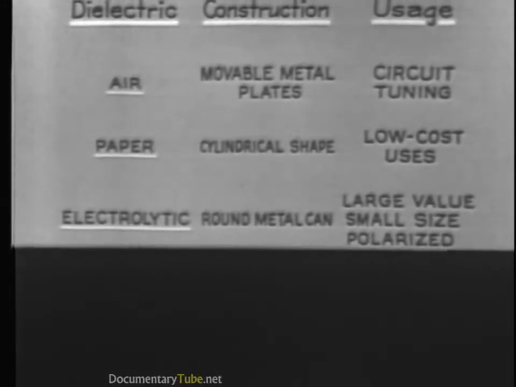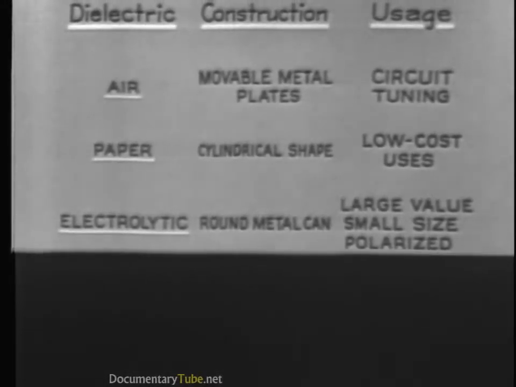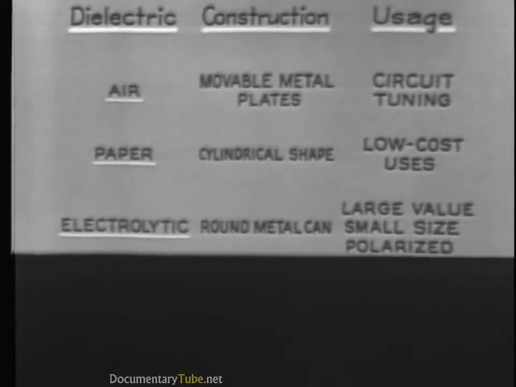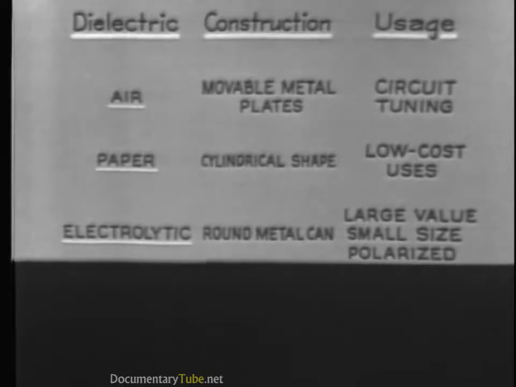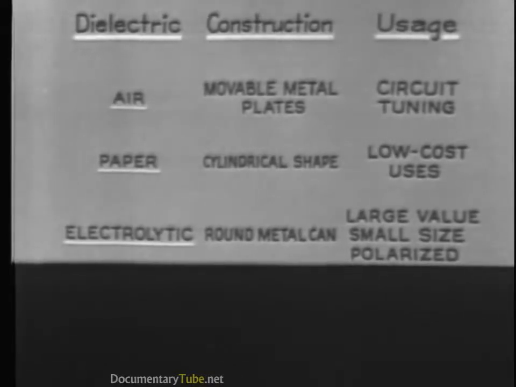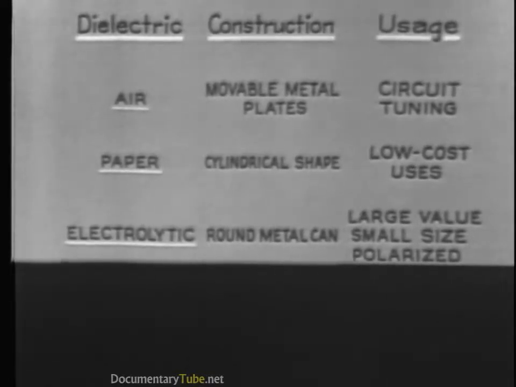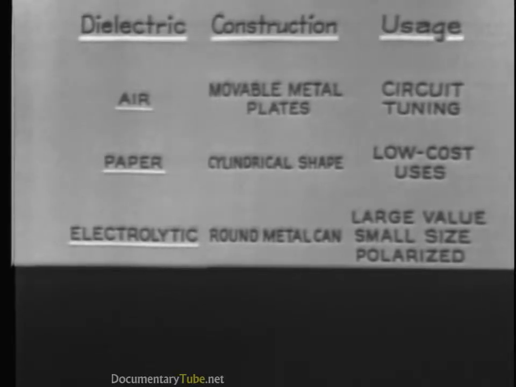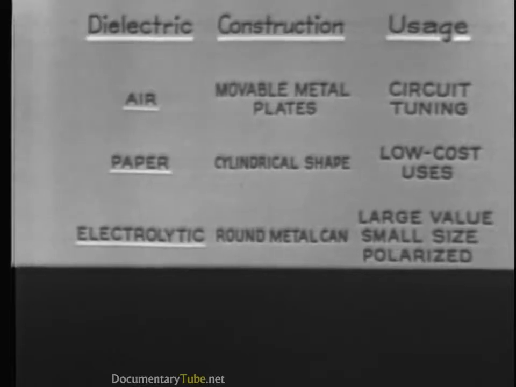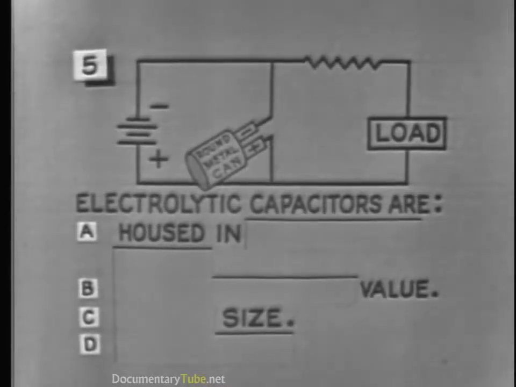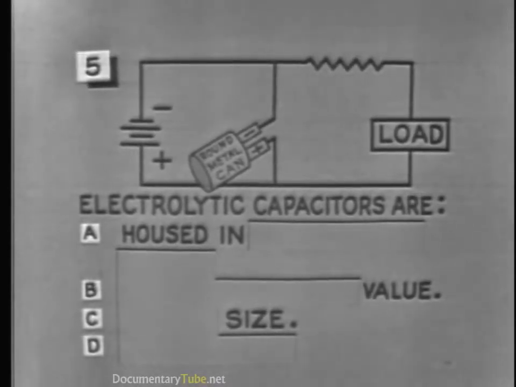Now we have covered three capacitors, the last being the electrolytic, which is housed in a round metal can and provides a large capacitance value and still is comparatively small in size. Remember, it is polarized and must be connected into the circuit properly. Now complete number 5 on your response sheet.